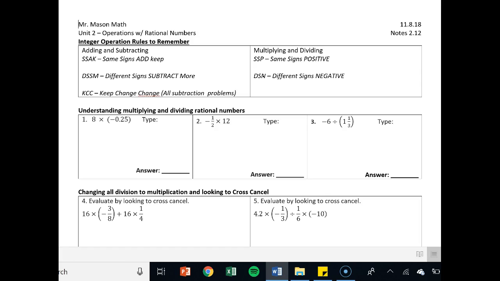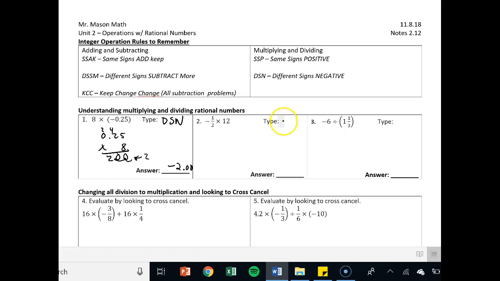So for instance, let's do multiplying and dividing rational numbers. For number 1, we have 8 times negative 0.25. Our type there is DSN, different signs negative. You're allowed to use your calculator, but if you wanted to set this up, I'd put the longer number on top, 0.25 times 8. This is 40, so carry the 4. This is 20, so carry the 2. You end up swooping twice, once, twice. So your answer is negative 2.00, or just negative 2.